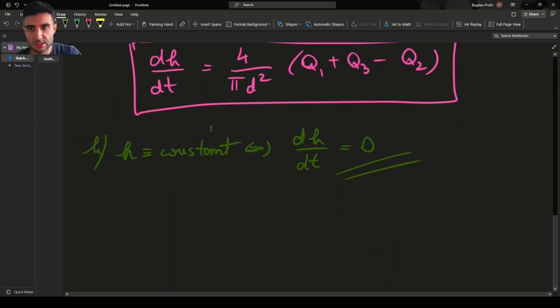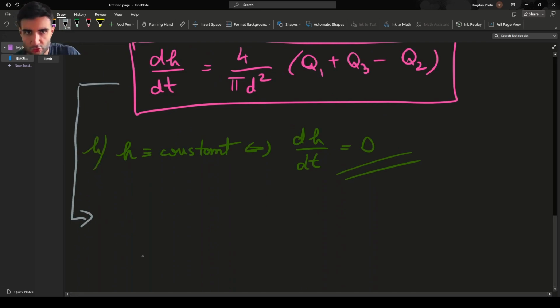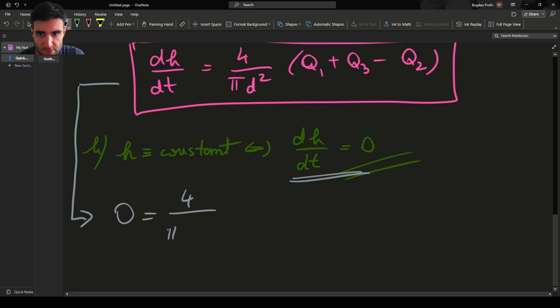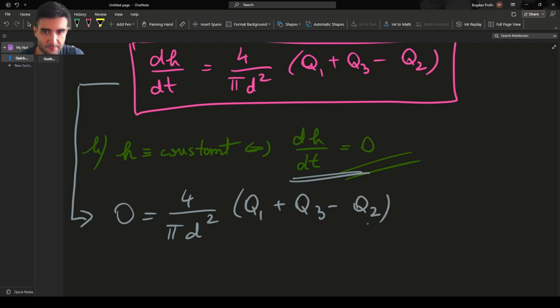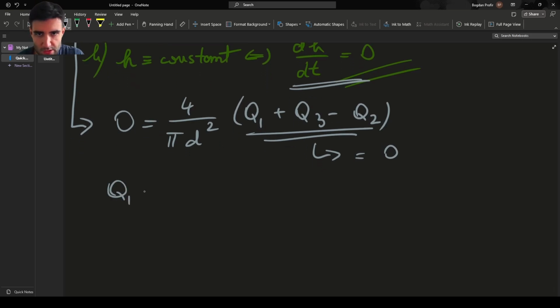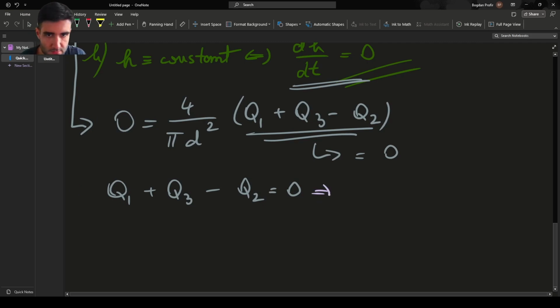So let's use this from part A to find v2. The left hand side is going to be zero because the height is constant. So we have zero is equal to 4 over pi d squared times (q1 plus q3 minus q2). If this is zero, it clearly means that q1 plus q3 minus q2 is equal to zero, which will result in q2 equals q1 plus q3.